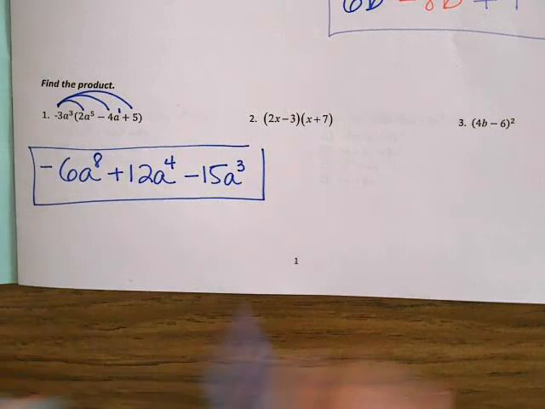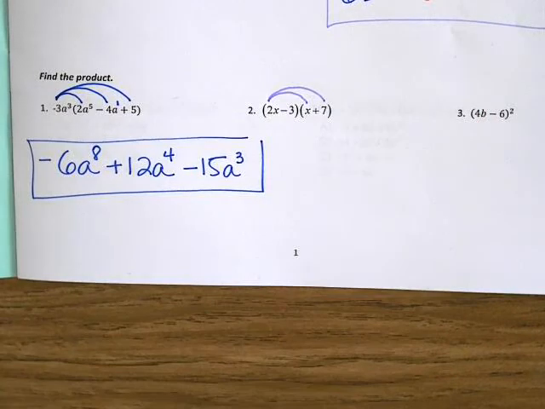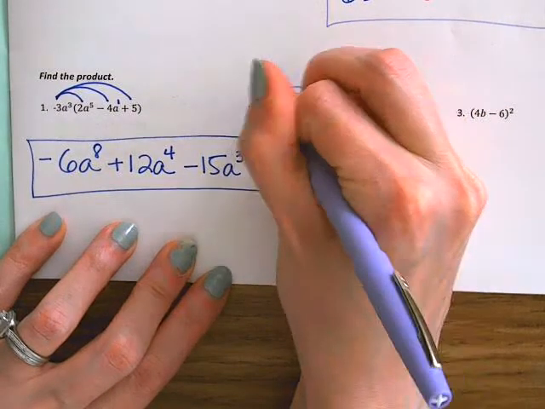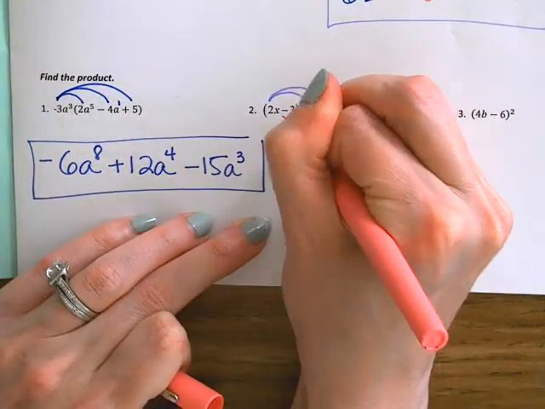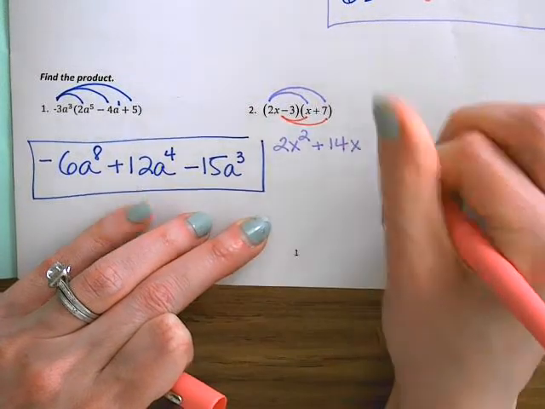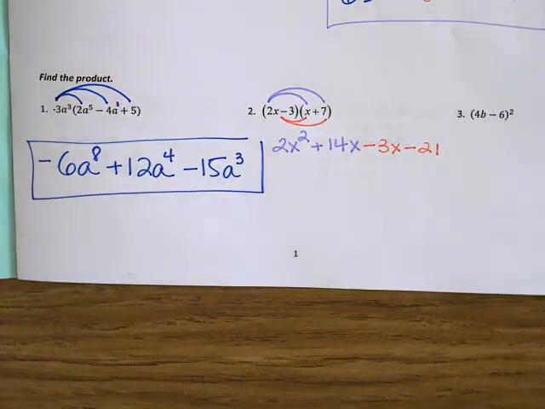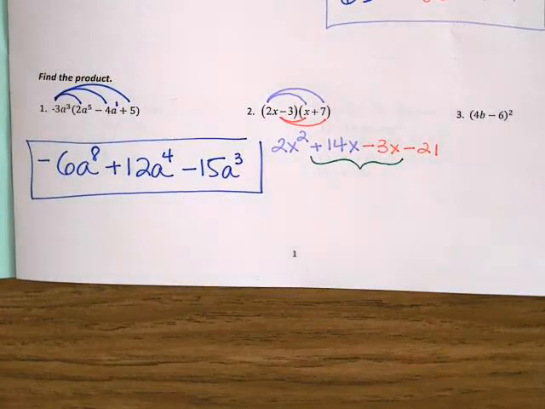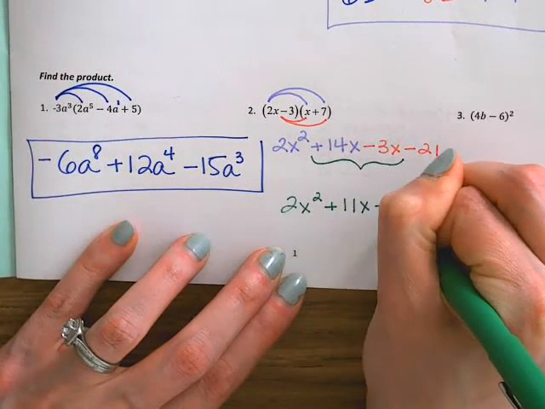Now, number 2, when there's a binomial, you need to double distribute. So let's start with the 2x. 2x times 1x is 2x squared. 2x times 7 is 14x. But then you have to do the same thing with the negative 3. Negative 3 times x is negative 3x. Negative 3 times 7 is negative 21. And then you always look and see if there's any like terms. And these guys in the middle are like terms. So we got to add those together. So final answer, 2x squared plus 11x minus 21.